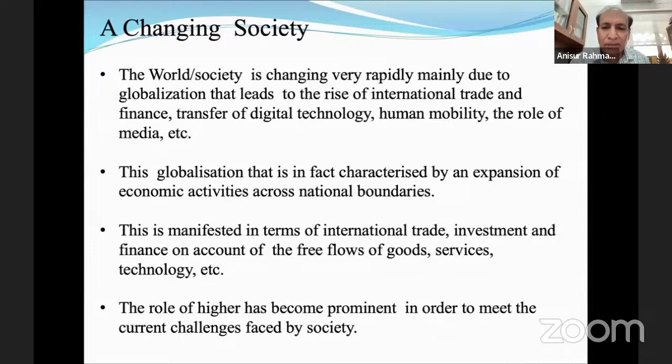So here, basically, how are we going to reap the benefits of globalization? Globalization is still going on, with the free flow of goods, services, and technology. So we need to benefit. We need to understand our past and, at the same time, whatever best practices are happening anywhere, we need to adapt.